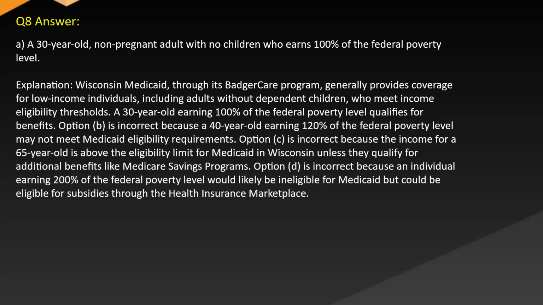Option B is incorrect because a 40-year-old earning 120% of the federal poverty level may not meet Medicaid eligibility requirements. Option C is incorrect because the income for a 65-year-old is above the eligibility limit for Medicaid in Wisconsin unless they qualify for additional benefits like Medicare savings programs. Option D is incorrect because an individual earning 200% of the federal poverty level would likely be ineligible for Medicaid but could be eligible for subsidies through the health insurance marketplace.